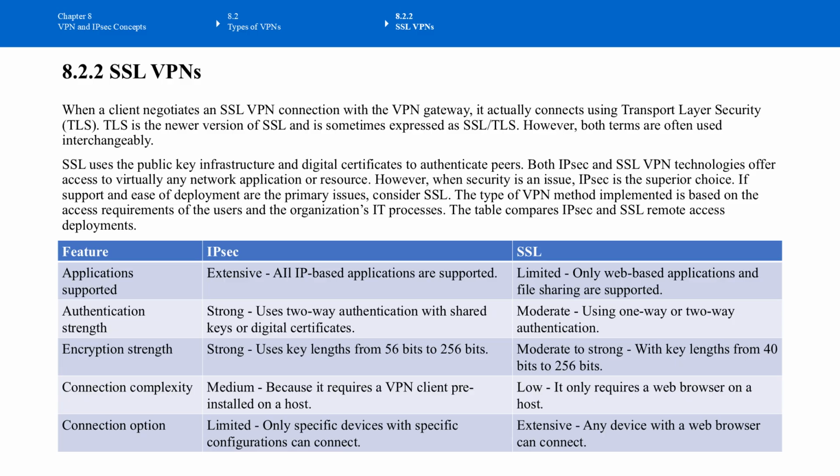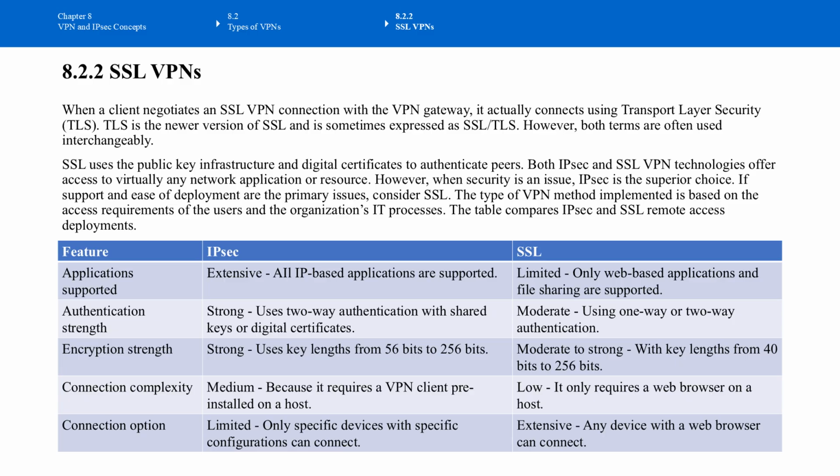The table compares IPsec and SSL remote access deployment. Here we have a few features, such as the applications supported. For IPsec, it is extensive. All IP-based applications are supported. For SSL, it is limited. Only web-based applications and file sharing are supported. There is the authentication strength. For IPsec, it is strong. It uses two-way authentication with shared keys or digital certificates. For SSL, it is moderate, using only one-way or two-way authentication.